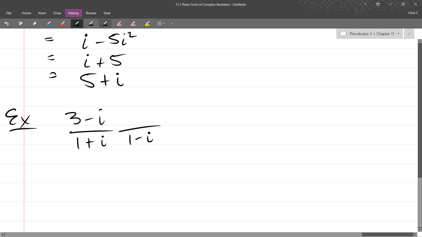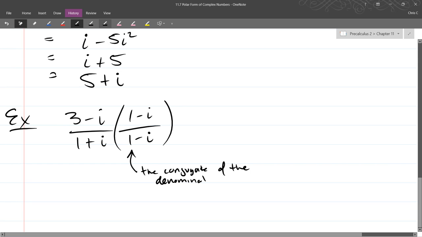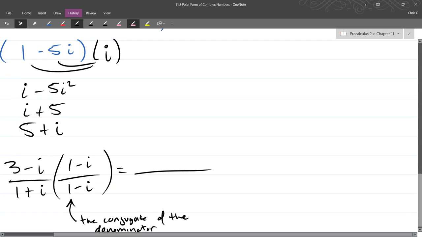But it's illegal to just multiply by 1 over something that's not 1. So I'm only allowed to multiply by 1. So this version of 1 is what we're going to use right here. So I'm picking the conjugate of the denominator. All right. I haven't talked about conjugates and complex numbers. Let's do that really fast.